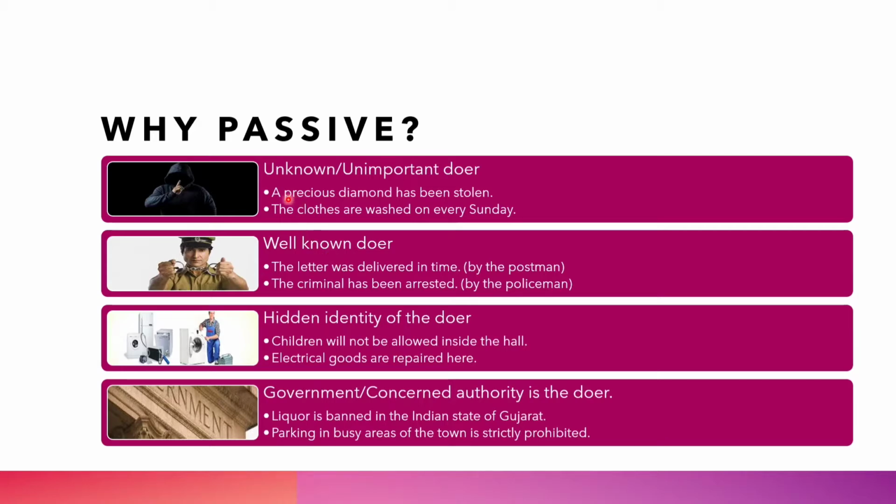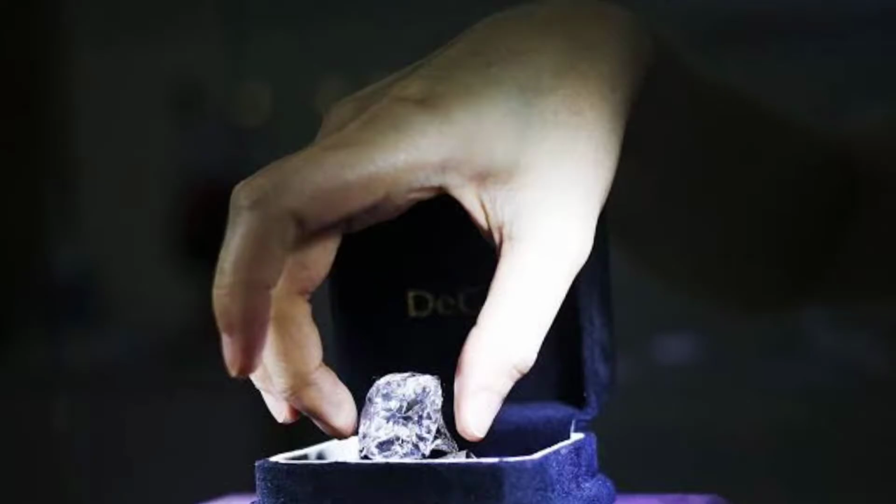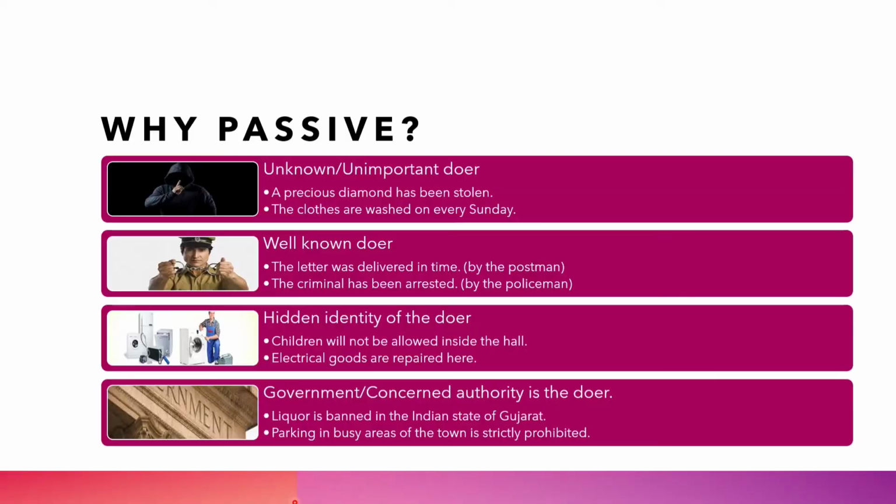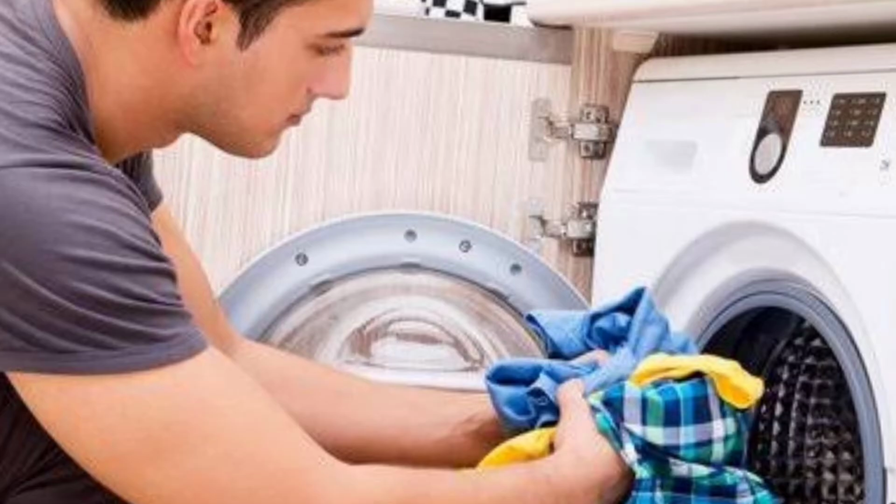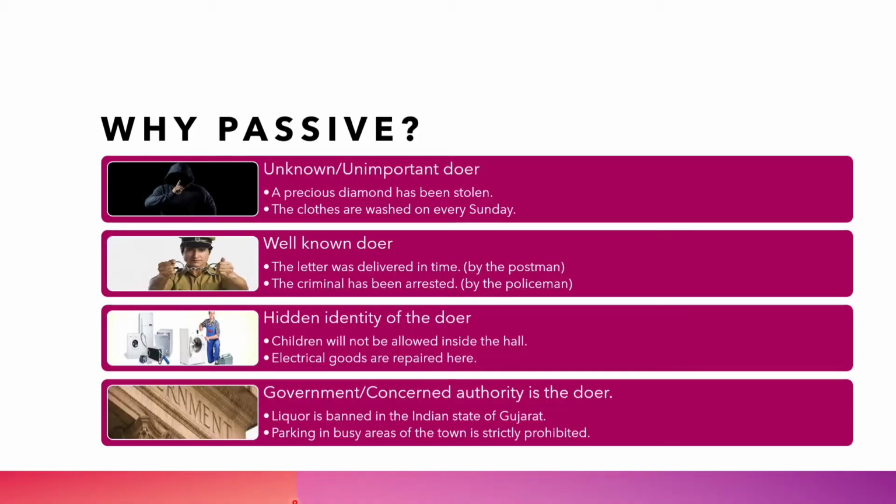voice. So you can see, a precious diamond has been stolen. You don't know who has stolen that. Anyway, the diamond has been stolen, so you use passive voice. Instead of saying somebody has stolen the precious diamond, you can say a precious diamond has been stolen. Or you can say the clothes are washed on every Sunday, instead of saying somebody washes clothes on every Sunday, because the doer of that action is not important. You don't mind who washes your clothes, if somebody washes your clothes.